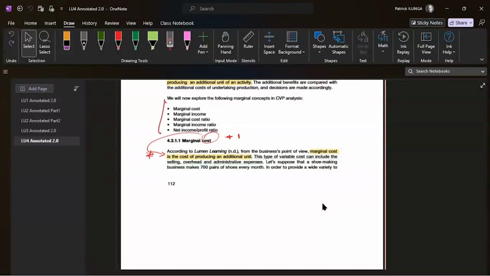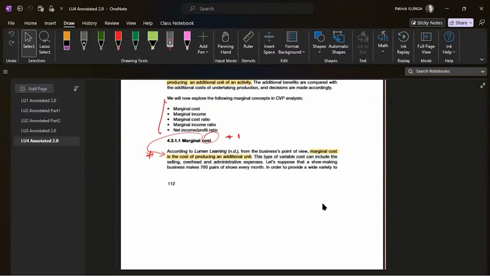So remember the marginal cost. The marginal cost is the cost of producing an additional unit. When we are talking about the marginal cost, it's that cost if we want to produce one more unit, that additional unit. What is that cost? How much is it going to cost us to produce that additional one unit?